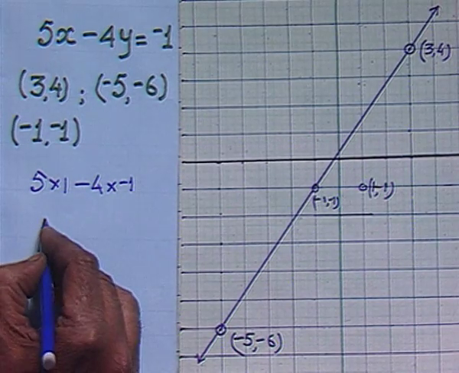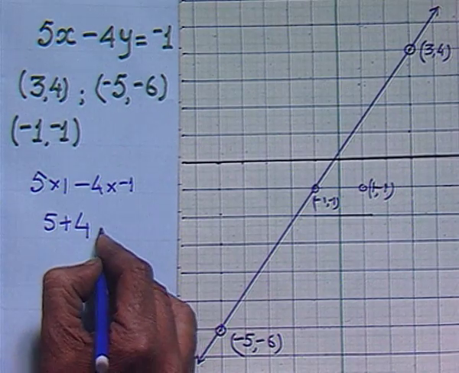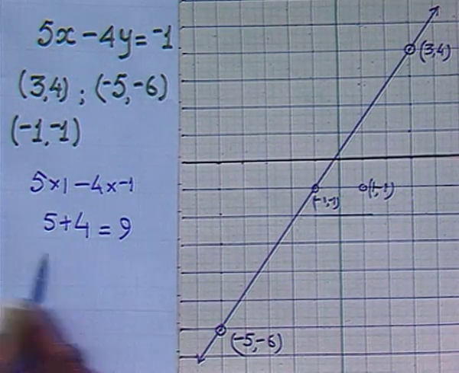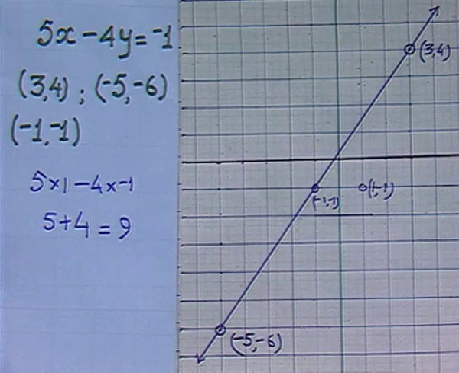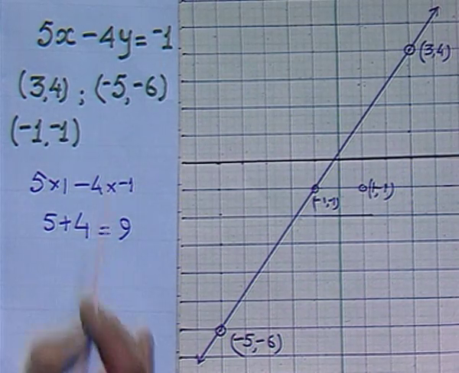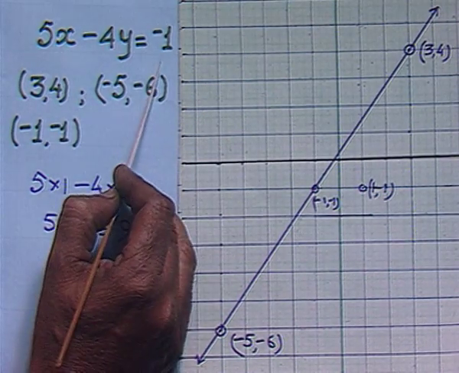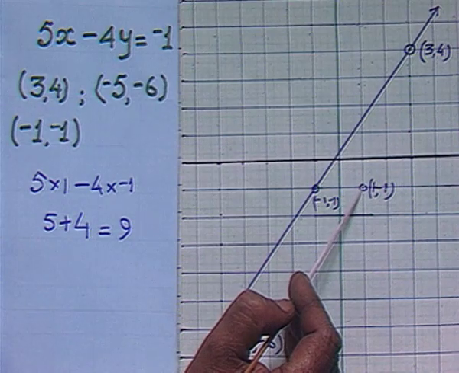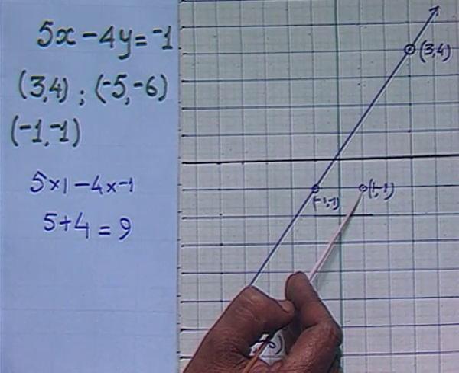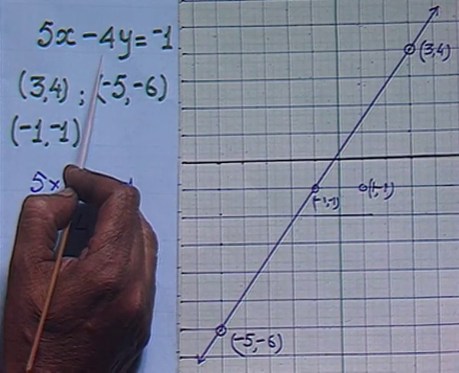So that makes it 5 plus 4, and that is equal to 9. But what is the right hand side of my equation? That is -1. So the solution of the left hand side is coming as 9. So naturally 9 is not equal to -1. So what do we find? That the point which is not on the line is not the solution of the given equation.